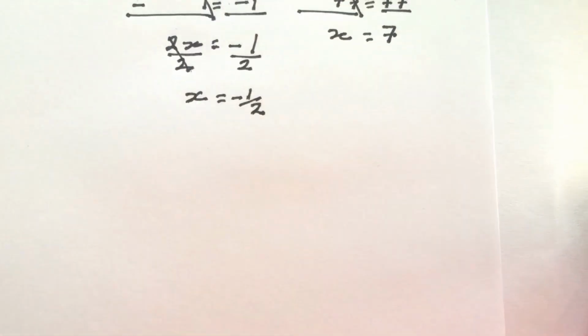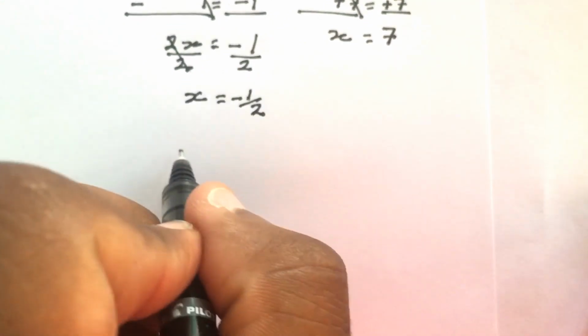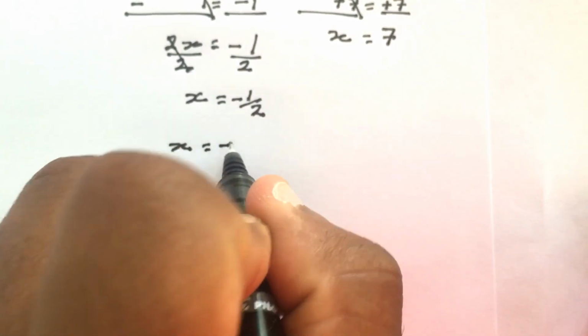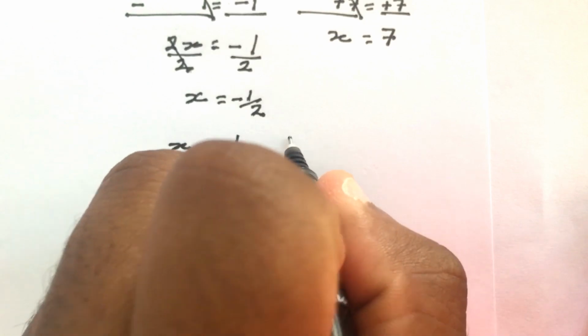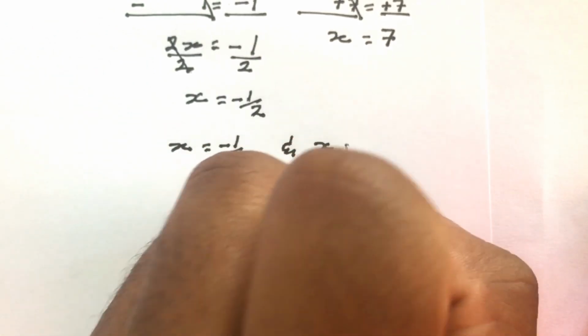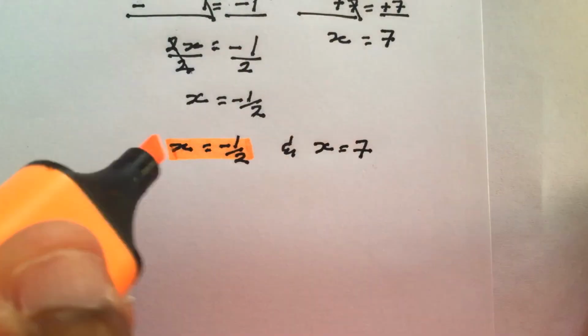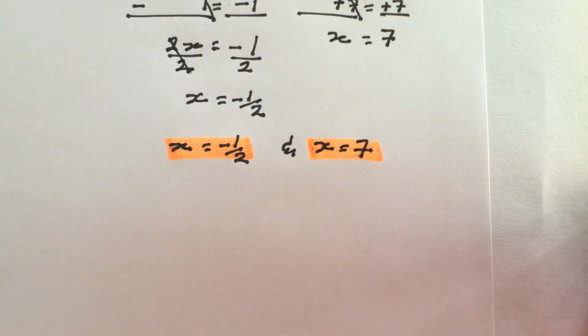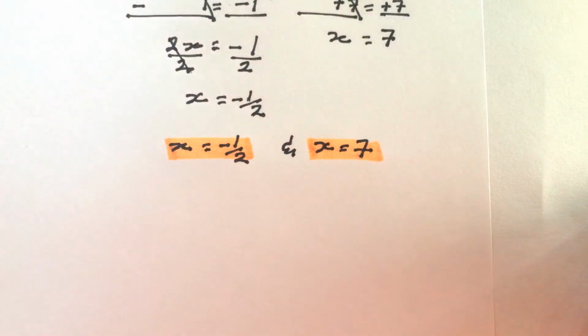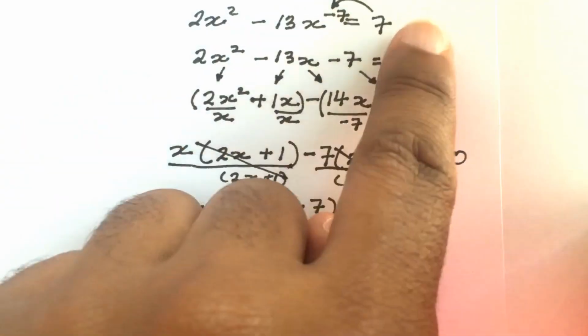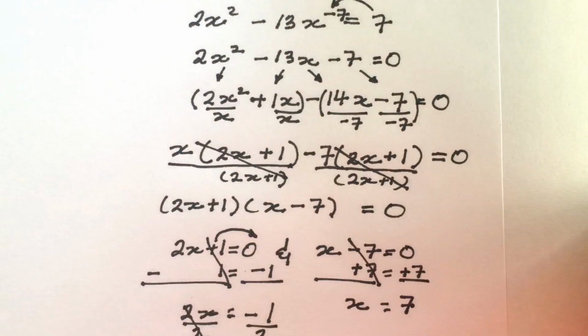Great. So the solution, or the roots, x is equal to negative 1/2 and x is equal to 7. And that's it. So these are the roots to the quadratic equation that was written above. The 2x squared minus 13x minus 7, or 2x squared minus 13x equal to 7.